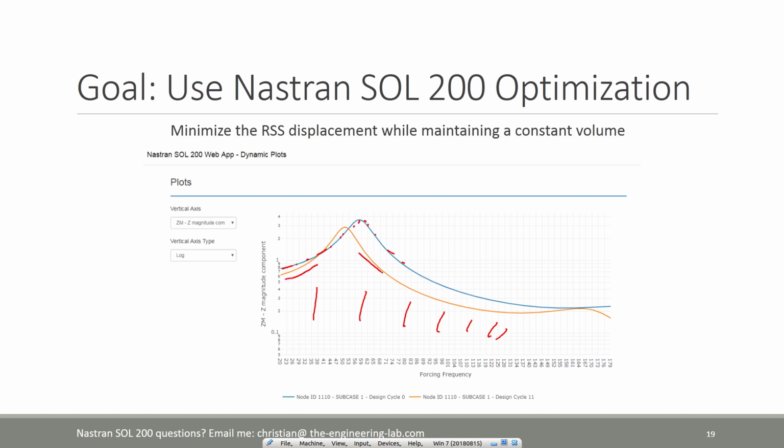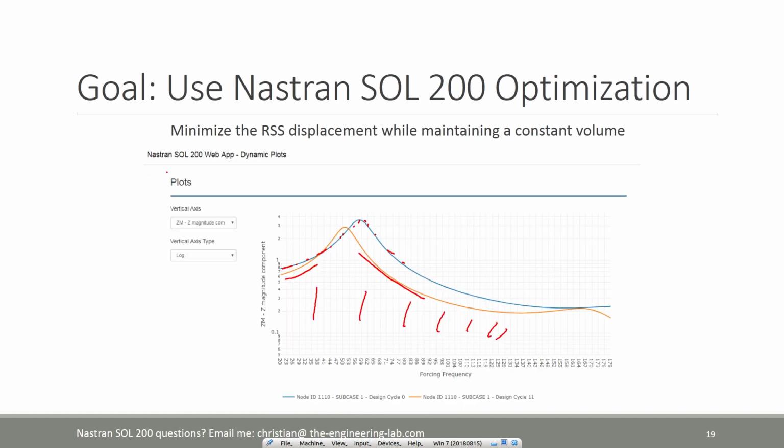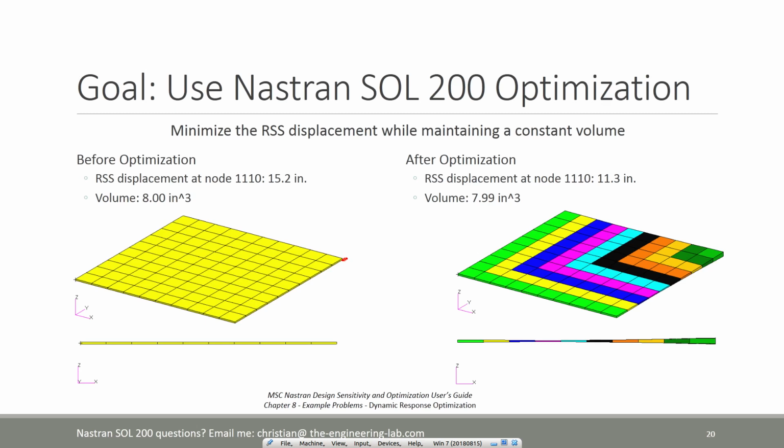Here in orange is the new result. So after we vary the thickness of the plate, we have a new frequency response, if you will, and that's indicated here in orange. So here, if you look at the optimization problem statement, we want to minimize the root sum of squares for this point. So the graph you saw here is the displacement for this particular point. We want to basically minimize this displacement. One of the constraints, we want to make sure that it's close to the original volume.